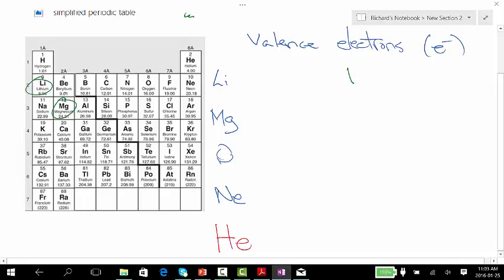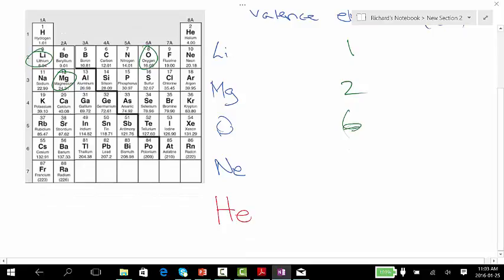Magnesium is in group 2A, will have 2 valence electrons. Oxygen is in group 6A, will have 6 valence electrons. Neon is in group 8A and will have 8 valence electrons. Helium is also in group 8A. However, this is an important exception. Helium will have 2 valence electrons.